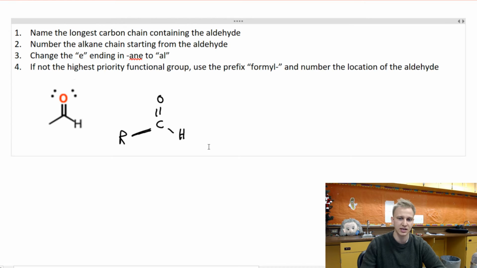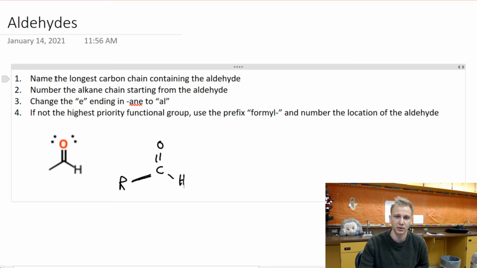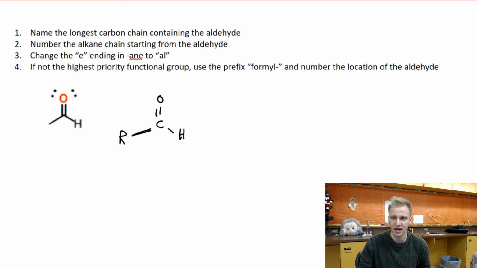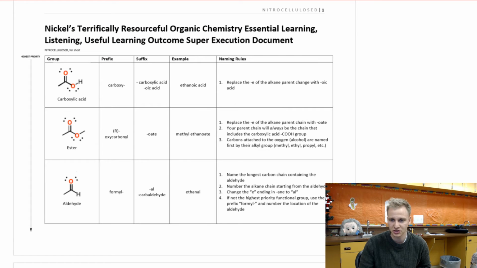In most cases, the aldehyde will be where you start the numbering of the carbon chain. So we want to name the longest carbon chain that contains the aldehyde. Number the alkane chain starting from the aldehyde. That's only, again, if it's the highest priority. We're going to change the E ending in ANE to this AL. And if it's not the highest priority functional group, we're going to use the prefix formyl and number the location of the aldehyde.